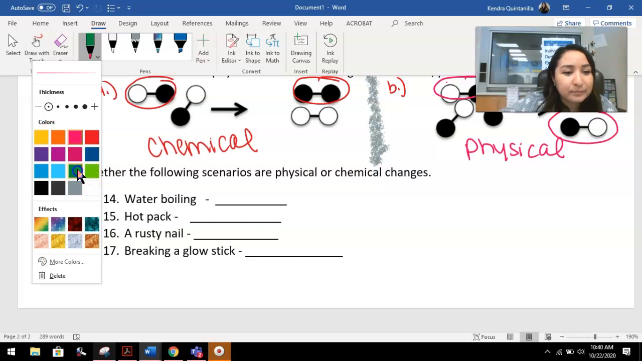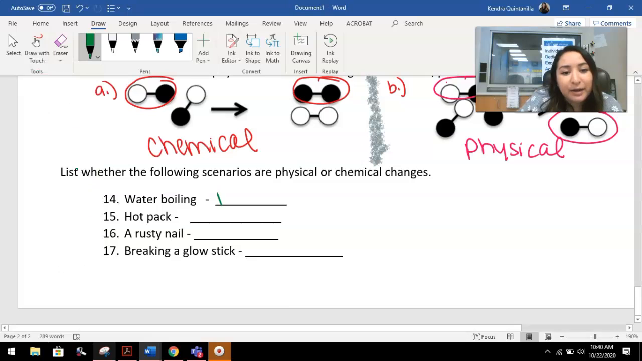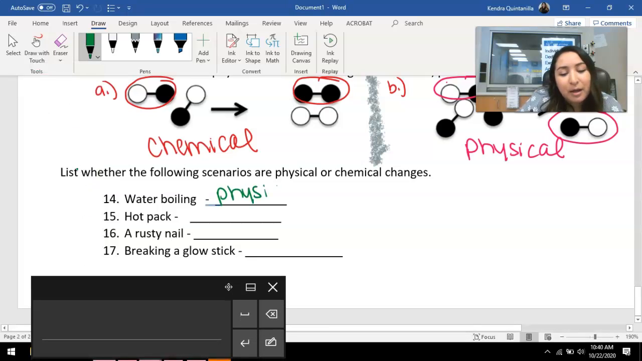Too late. All right, water boiling. Is that a physical or chemical change? You guys should have answered a physical change because it is the same thing. The water inside the pot and the water vapor, it's still water. It's still H2O, just in different states of matter.